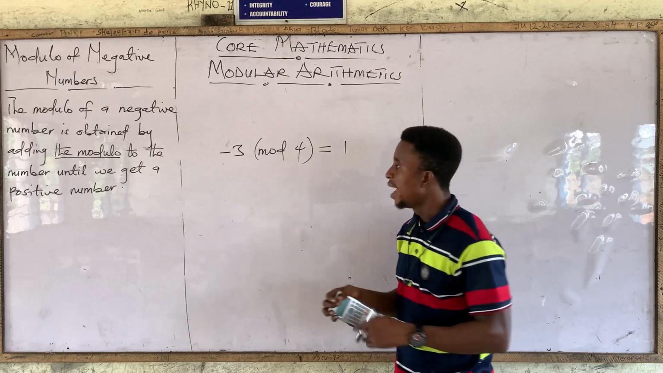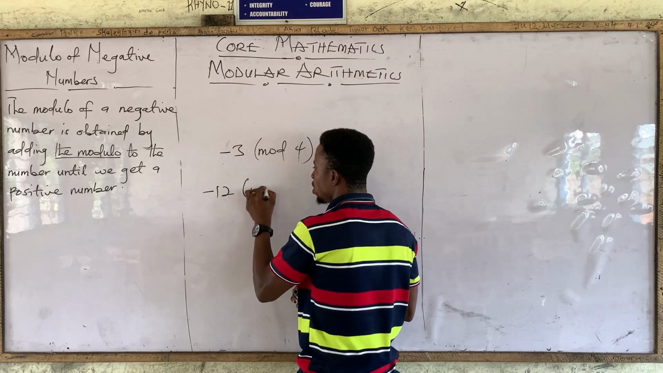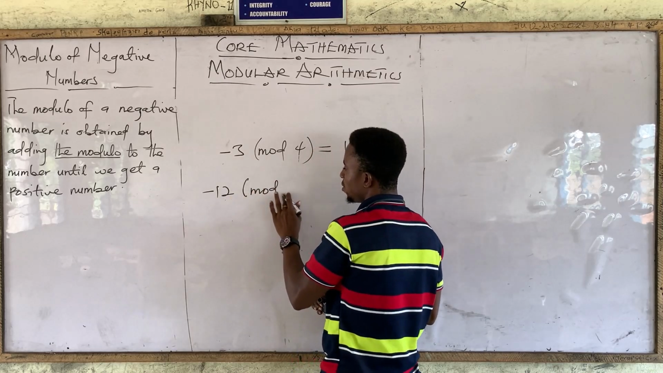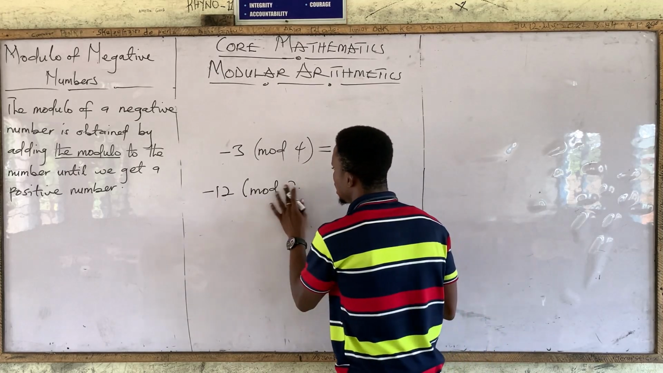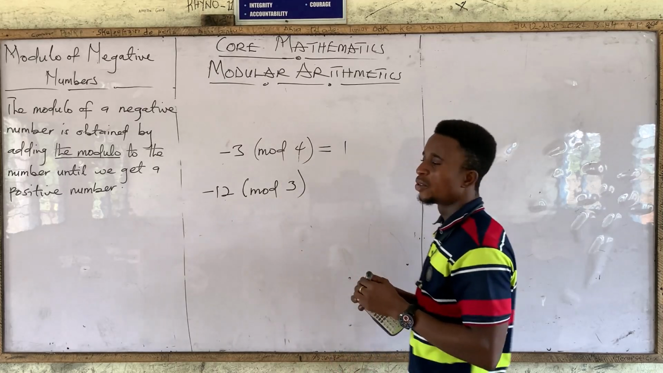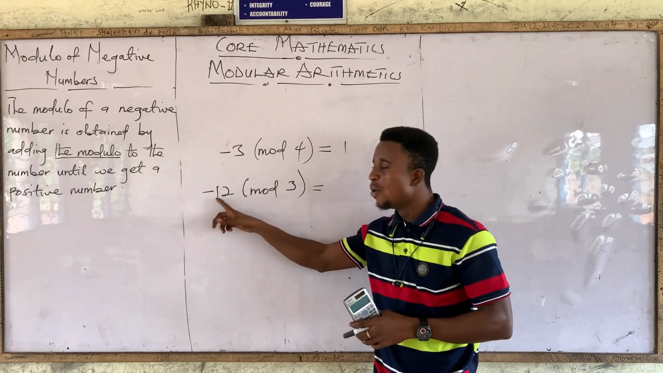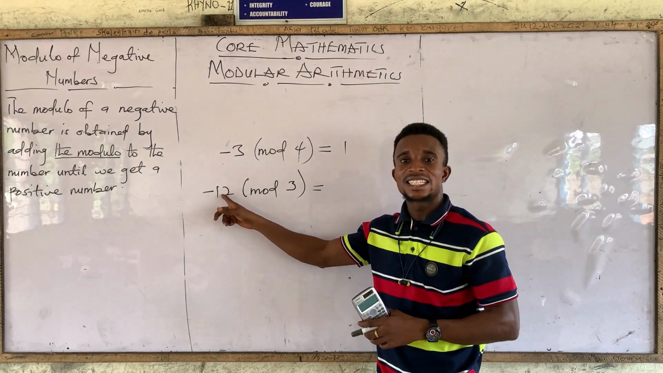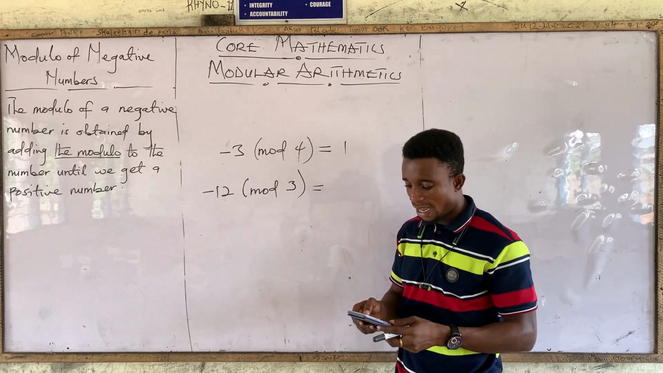Please, do we get that? I can also give you, let's say, negative 12 in mode 3, or let's say in mode 3. Okay, in mode 3. And this one gets us what? We are going to be adding the mode to the negative number until it turns positive. Please, are we getting that?